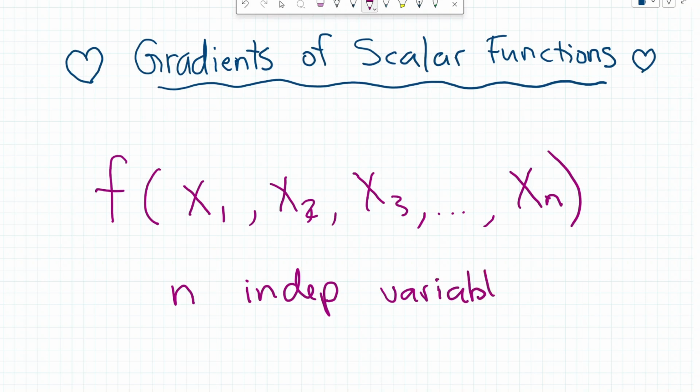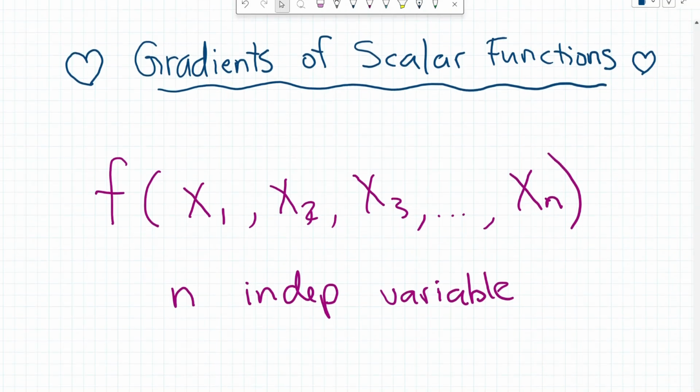In our single variable calculus, we only had one variable. We simply just had f of x. However, for multivariable calculus, we have multiple independent variables. So in this generic case that I showed you over here, we have some arbitrary number, n independent variables, where n is a natural number.